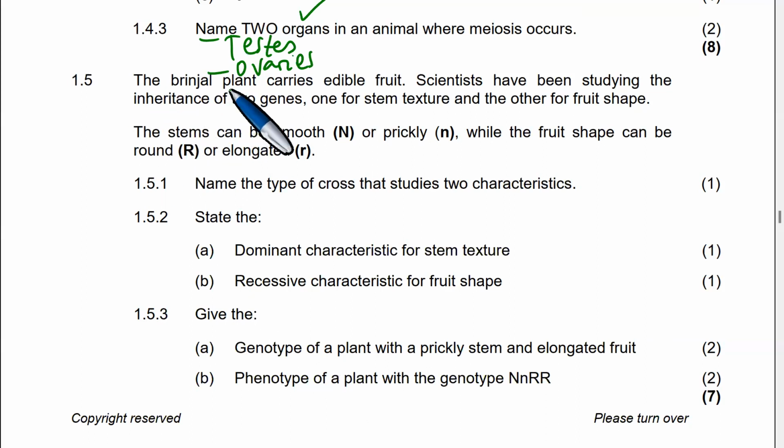The brinjal plant carries edible fruit. Scientists have been studying the inheritance of 2 genes, one for stem texture and the other for fruit shape. The stems can be smooth or prickly, while the fruit shape can be round, R, or elongated, small r.